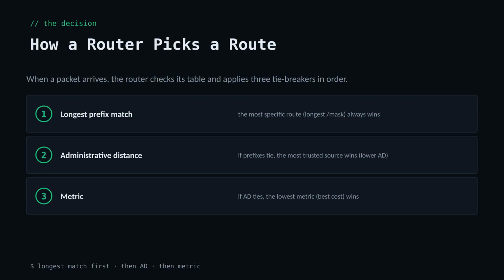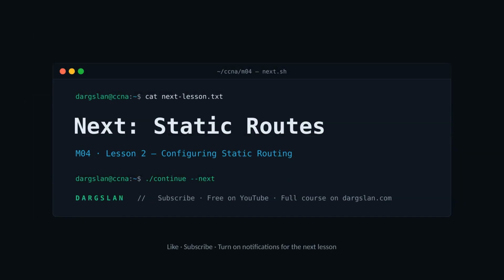If two routes have the same prefix length, then administrative distance decides. The more trusted source wins. And only if those also tie does the metric, the actual cost, break the deadlock. And that's the foundation. How a router learns about networks, how it ranks them, and how it picks the winner when paths overlap. Next up, we'll roll up our sleeves and actually configure static routes ourselves, telling the router exactly where to send traffic line by line.